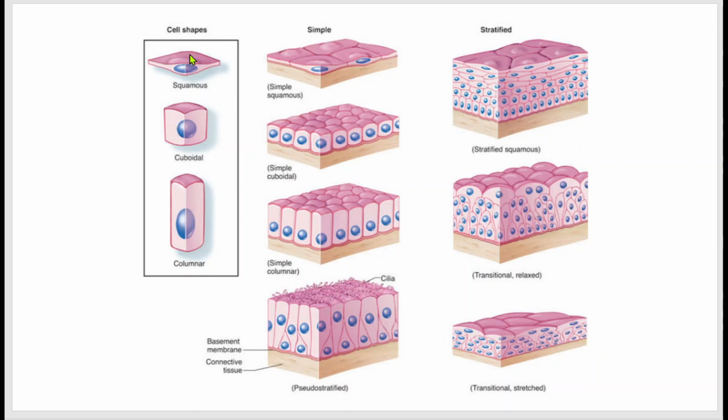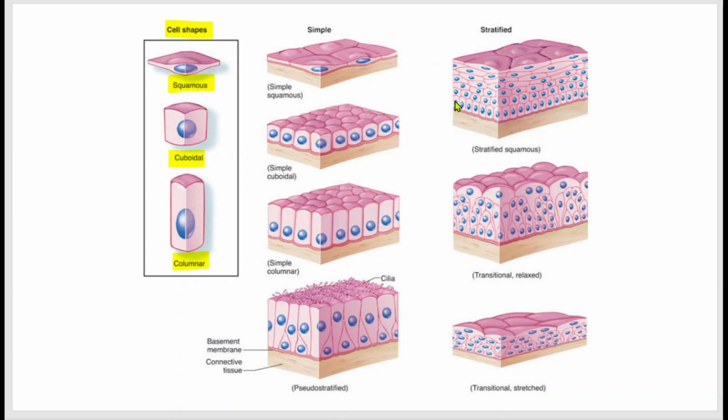So these are examples. You can see the shapes of the cells: we have squamous, cuboidal, and columnar. These are the different cell shapes. And as we said, we have stratified. So we have stratified squamous and simple squamous. We have stratified or simple cuboidal, and we have transitional. We have different ones.